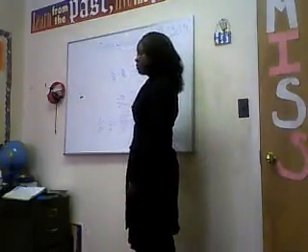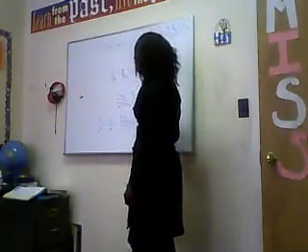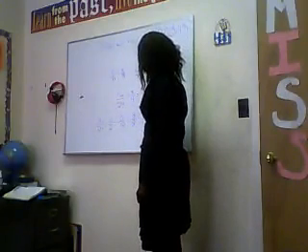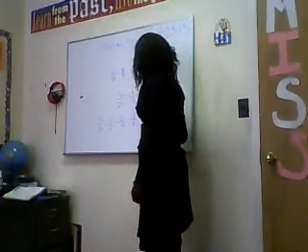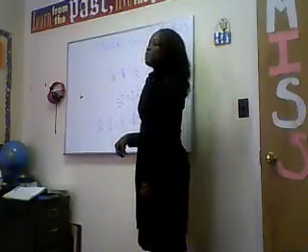8 divided by 2 is? 4. 12 divided by 2 is? 6. 2 again. 4 divided by 2 is? 2. 6 divided by 2 is? 3. Same thing for all of them. That one is just a shortcut.